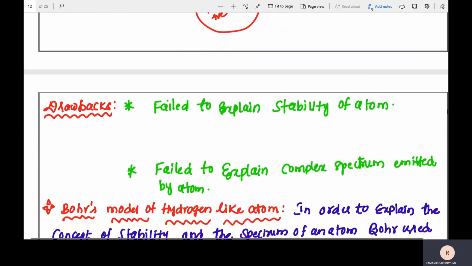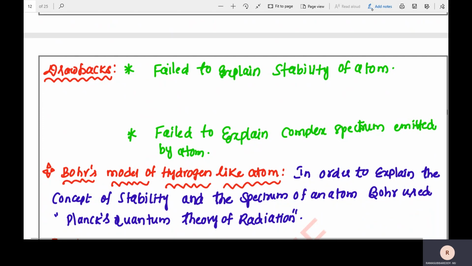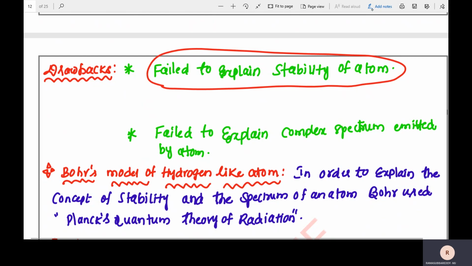Then we have some failures of this model. He is not able to explain the stability of the atom. He simply mentioned that the number of electrons is equal to the number of protons, or positive charge is equal to negative charge, so it will be neutral. But it is not like this. That is one drawback. Another one is that he failed to explain the spectrum emitted by the atom. That is another drawback.